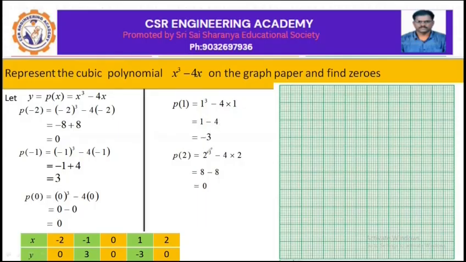P of 2 is equal to 2 cube minus 4 into 2, that is 8 minus 8, which is equal to 0. Represent these values on the table shown here.